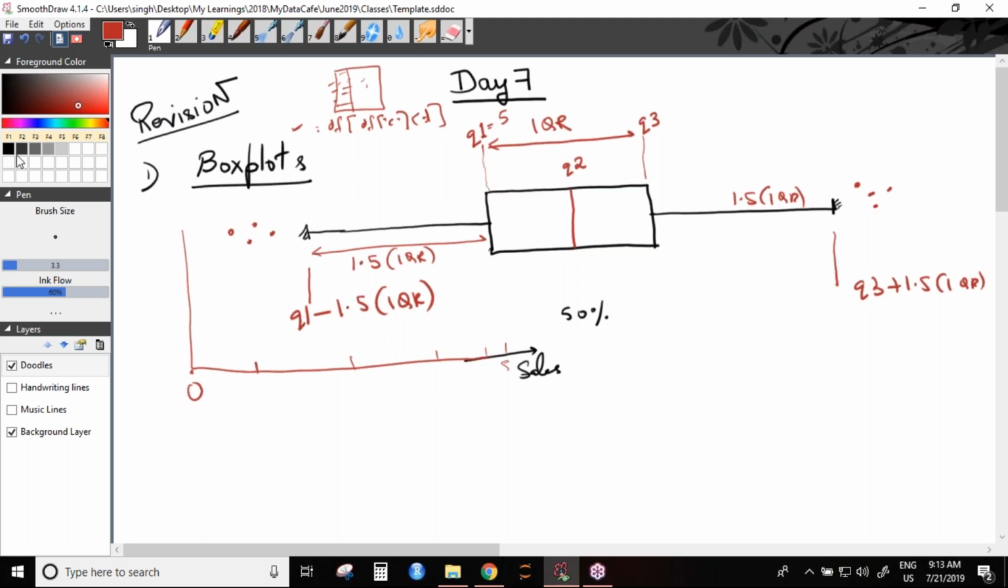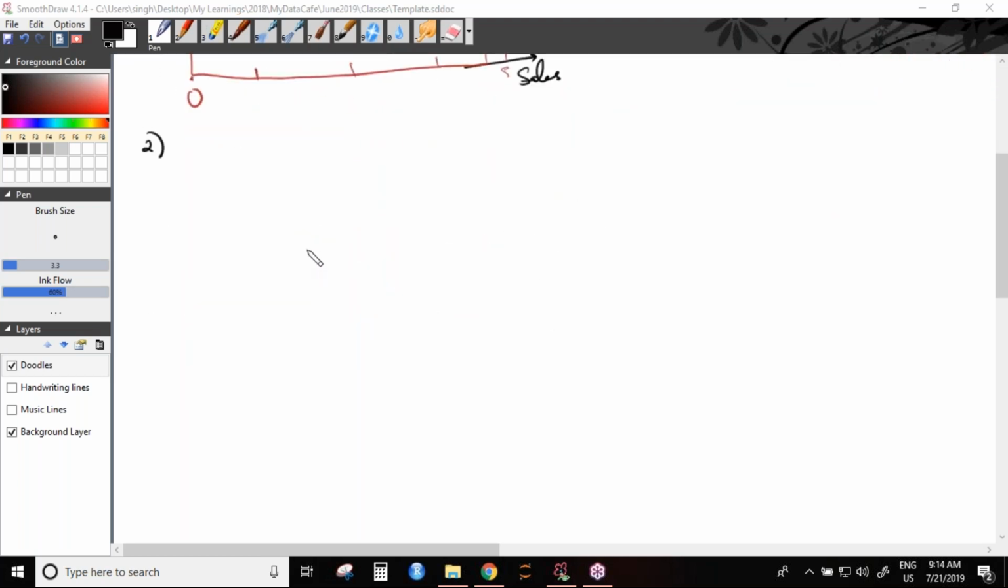Any questions on box plot? Any questions here? Anybody? Okay then. So what was the next topic? What was the next topic we covered?